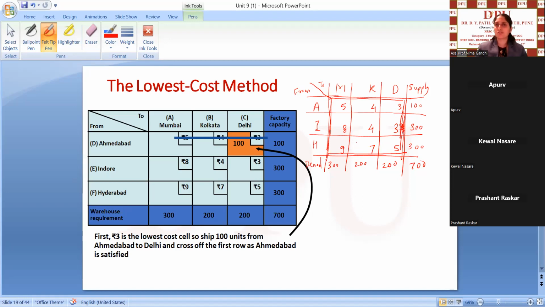Where is the minimum cost? The minimum cost is 3. You can start with this cell or this cell, any of the cells. Let's start with this cell. Do the allocation here. How to do the allocation? Allocate the minimum of these two numbers, 200 and 100.